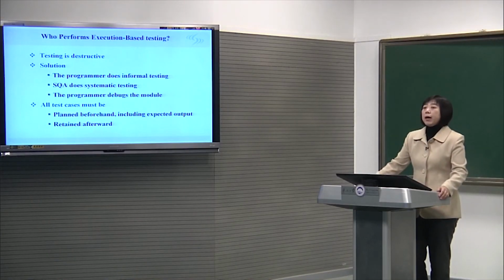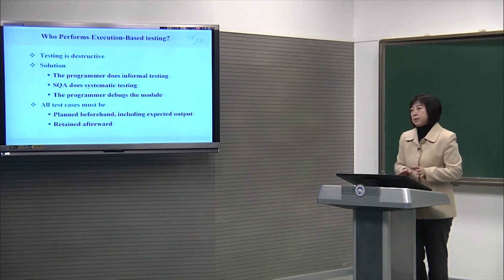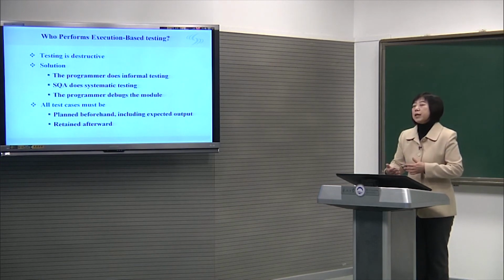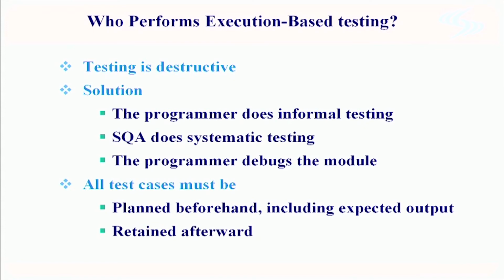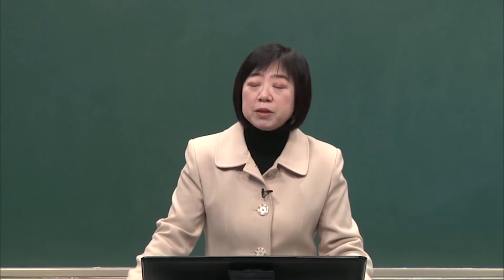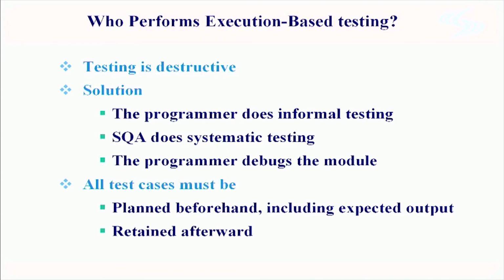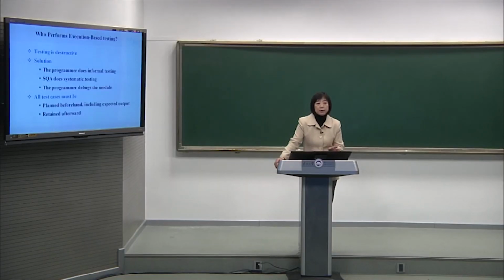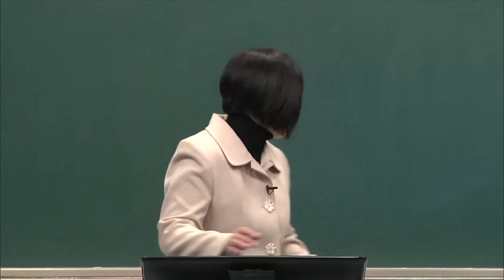As for the formal testing, the test plan is composed of test cases. And all these test cases must be planned beforehand, including expected output. And then the testing person knows whether the output is the same as the expected output or not. If it's the same, then it is correct. Otherwise, there must be something wrong. And we should always remember that the test cases, that means the test plan, should be retained afterward. The reason for retaining the test cases is for regression testing later, which will happen in the phase of maintenance.